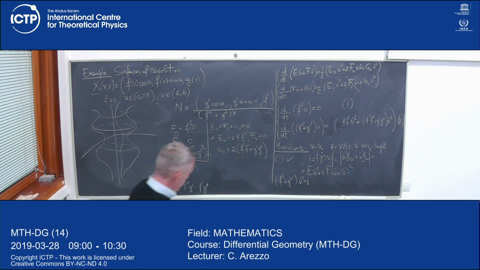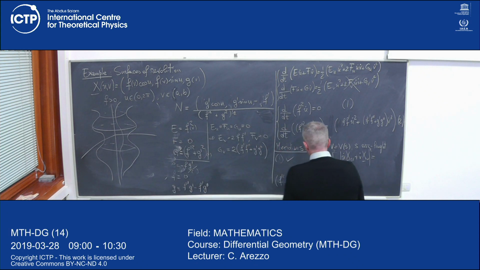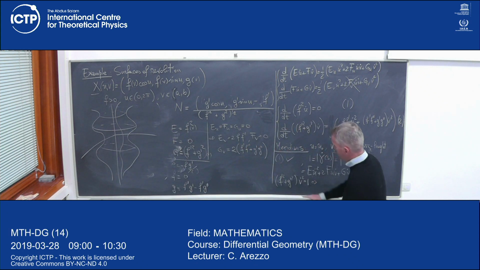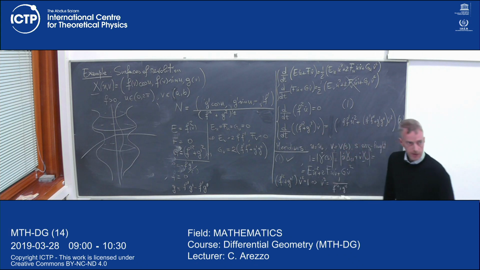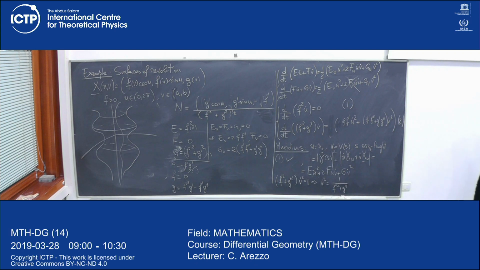Of course, how do I manipulate this? This is non-zero, because this is the norm of the tangent vector of the curve, so I'm assuming I'm rotating a regular curve. So it's moving anyway, so I can divide by that. So this becomes 1 over f prime squared plus g prime squared, and then I take a derivative with respect to s of this. Okay?